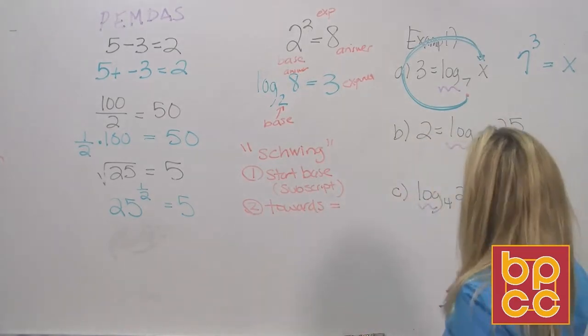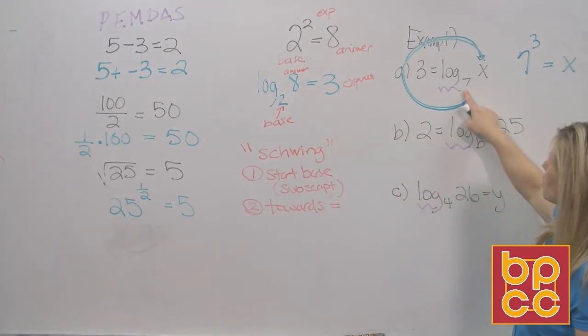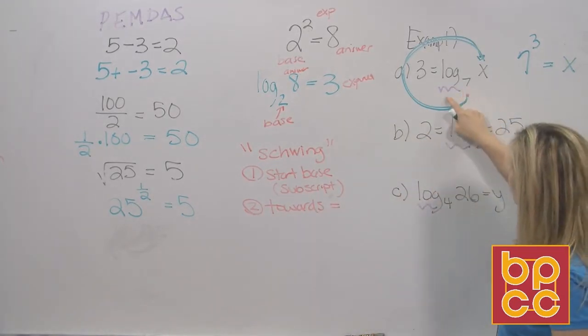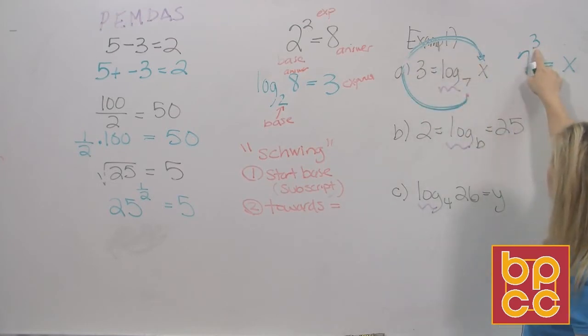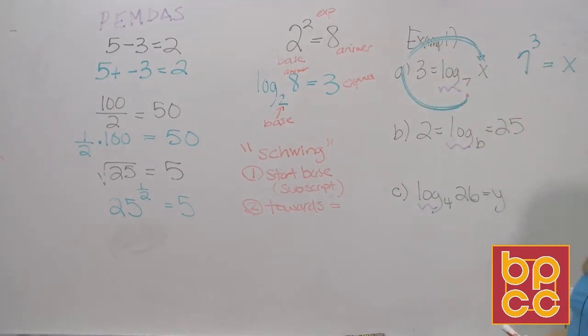So to get rid of it, put your finger on the subscript, the base, and if you always go towards the equals, you'll know who the exponent is and what you're going to equal. Now everybody look at this. Do you understand 7 cubed equals x? Sure you do. That means x is 7 times 7 times 7. And that's the goal, to make an equation you understand.